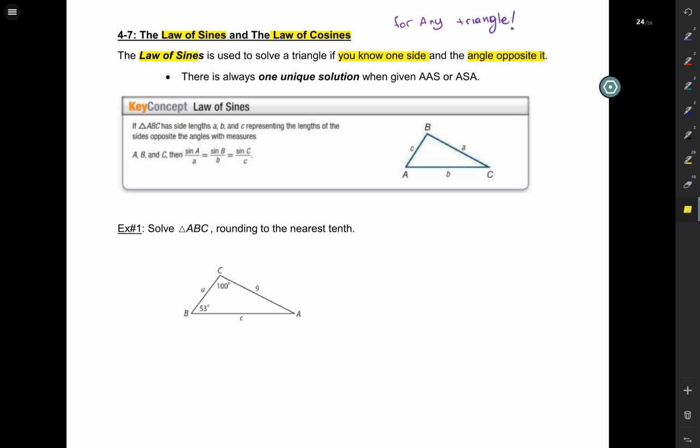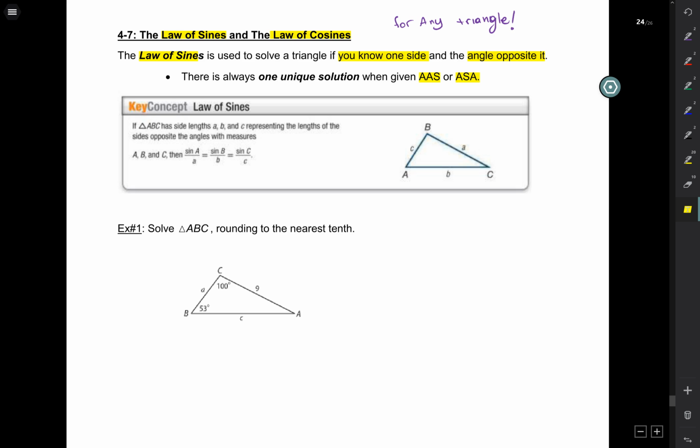Now, in this class, we're going to talk about when you use the law of sines and when you only have one solution. Sometimes you can have more than one solution. So when do you get one solution? Well, you get one solution when you're given AAS or ASA. Okay, so what do those mean?